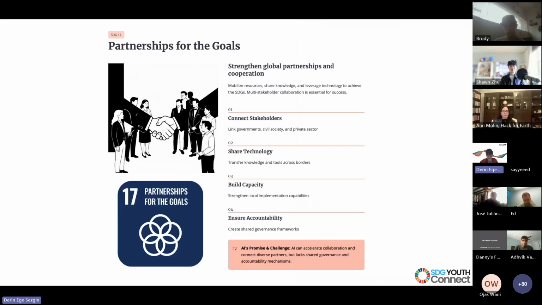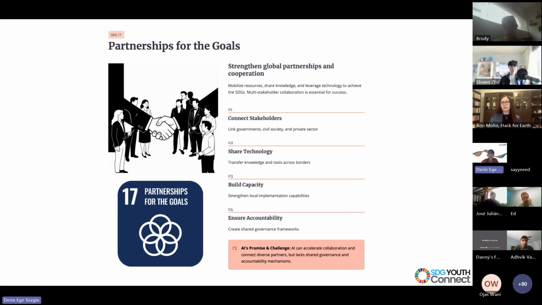And finally, SDG 17, partnerships for the goals. Strengthening global partnerships and cooperation is really important, by mobilizing resources, sharing knowledge, and leveraging technologies to achieve the SDGs. Multi-stakeholder collaboration is essential for success, and this can happen by connecting stakeholders like governments, civil societies, and private sectors through bodies like the United Nations and other international governmental organizations. Two, sharing technology is extremely important, transferring knowledge and tools across borders, as now the struggles for the SDGs are not a national struggle, but they are a global struggle.